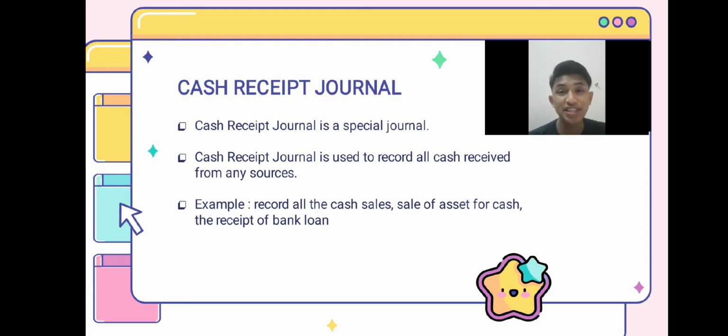So what is the cash receipt journal? A cash receipt journal is a special journal used to record all cash received from any sources. For instance, record all the cash sales, sale of an asset for cash, the receipt of a bank loan, and etc.